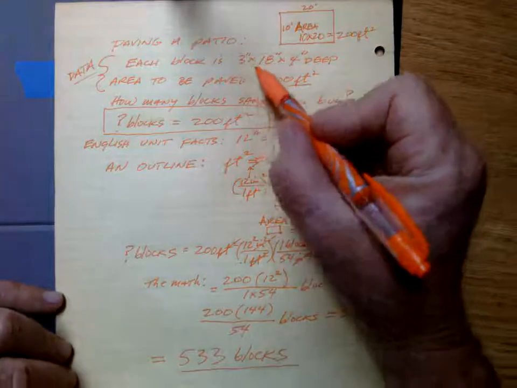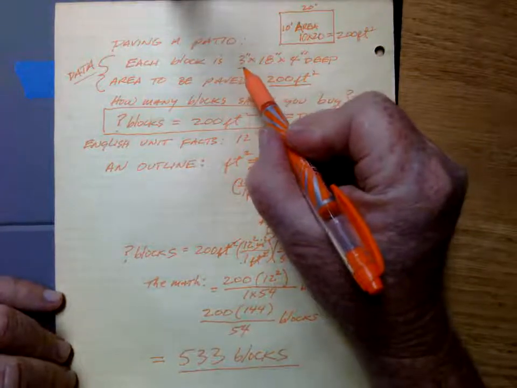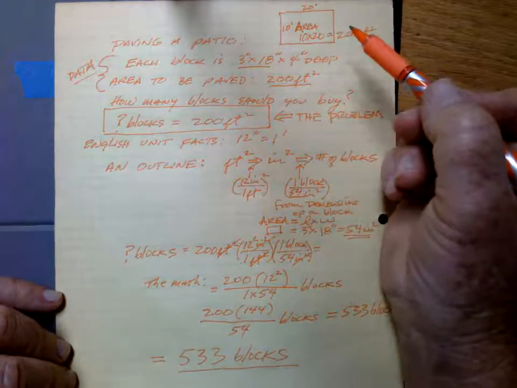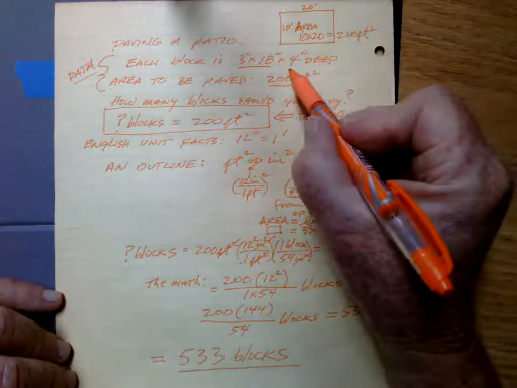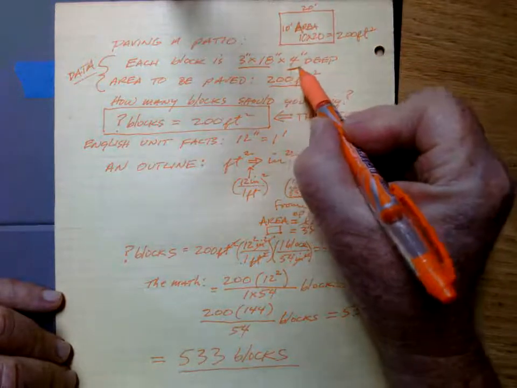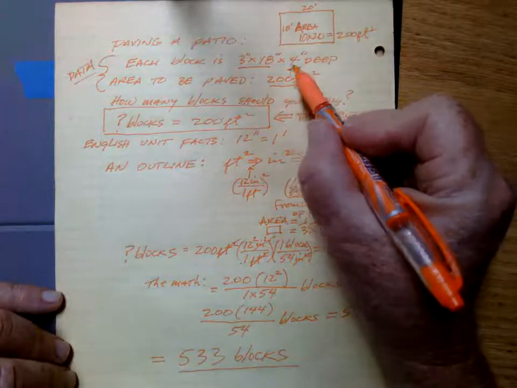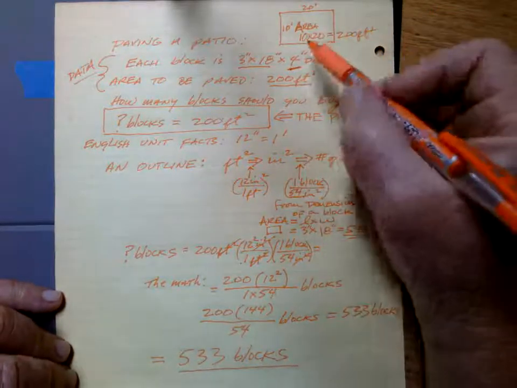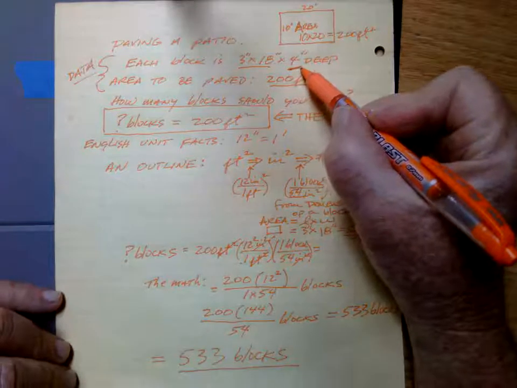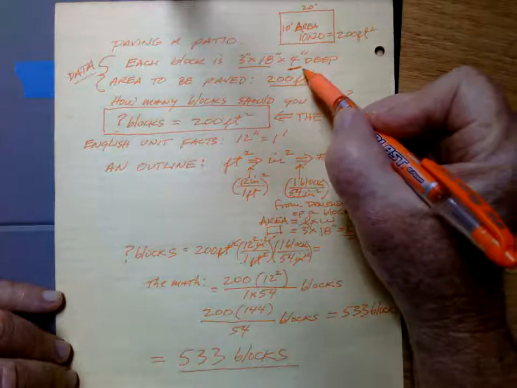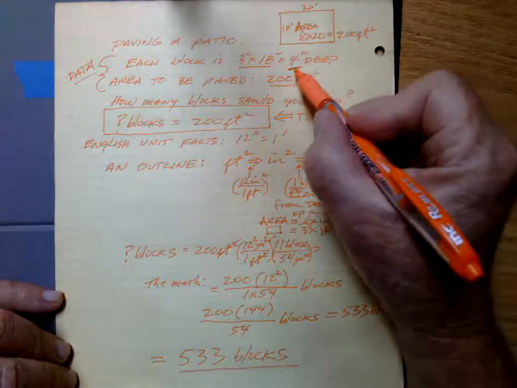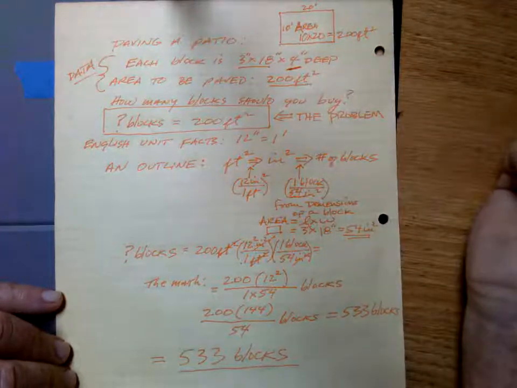The blocks have a dimension of 3 inches by 18 inches. That's the way it's given in the catalog. And a depth of 4 inches. I don't think the depth of the block is going to have anything to do with my calculation. So that's kind of an extra piece of information that I'm given, but I think that I can disregard it when I do this calculation.